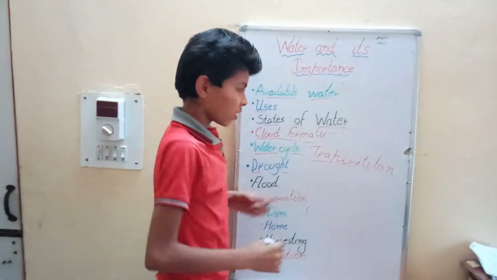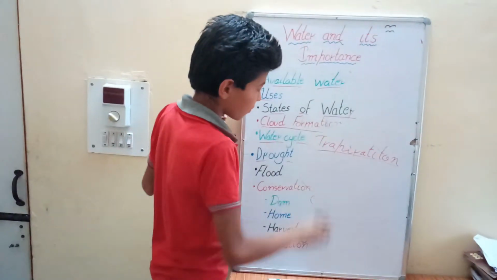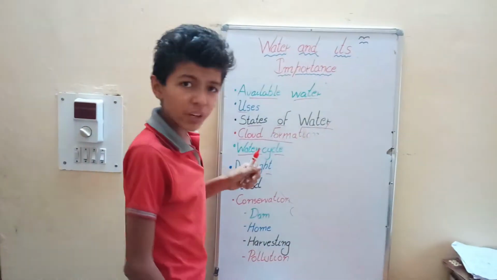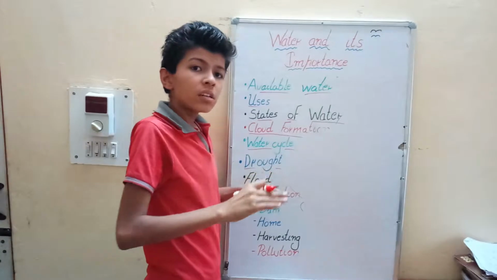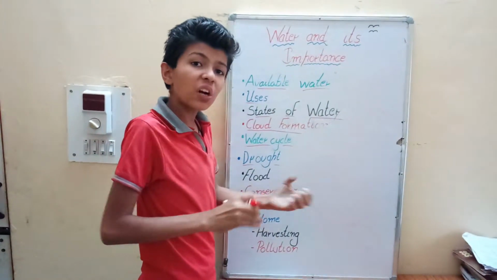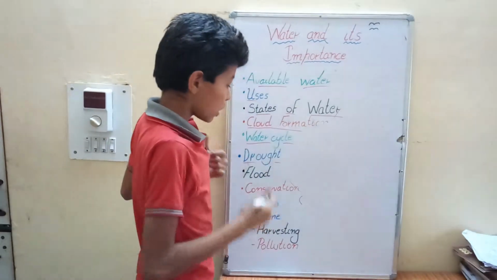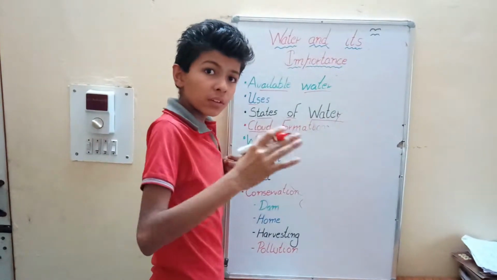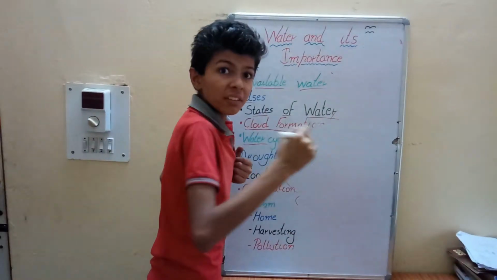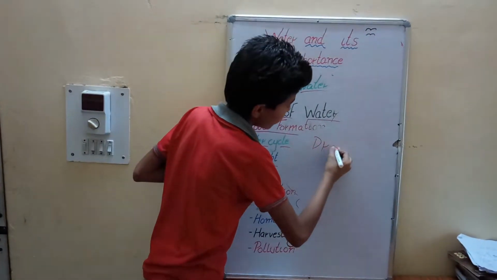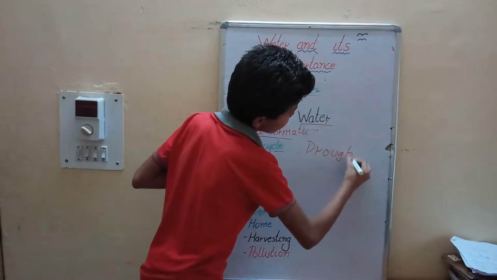Now, drought. When a region has a loss of water, or the rain has not happened for a few years, so the water availability is less, then this is called a drought.